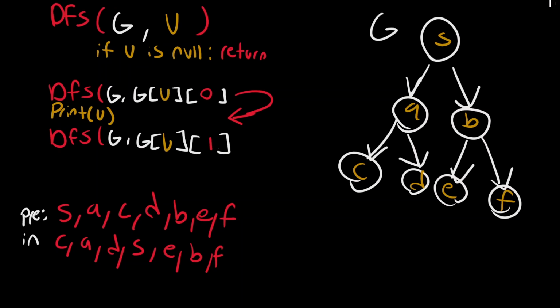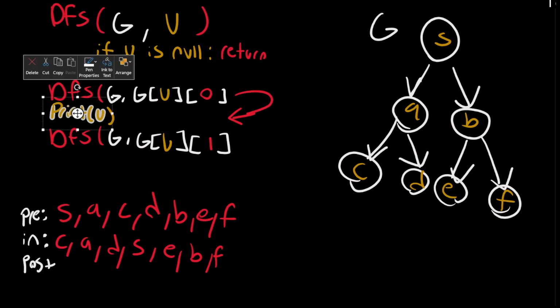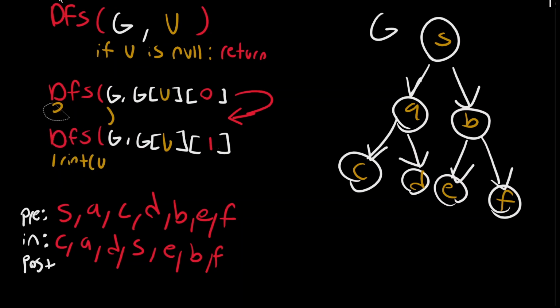Now for post-order traversal, we're going to put this print statement right after our traversal. So we're going to put this print statement right after. So after we return from the right, then we're going to print. So again, we start with S, left.